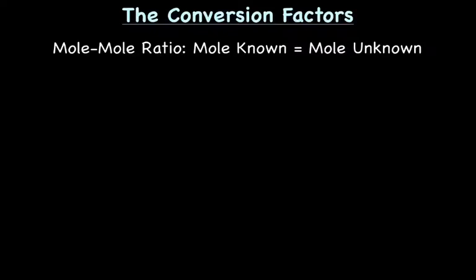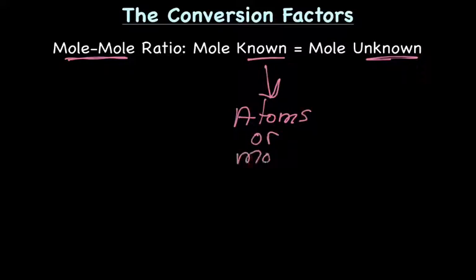All right, so the first equality is the mole-mole ratio. In this equality, we have mole known equals mole unknown. So our known and our unknown are the atoms or molecules that we're discussing. The known is the one you know something about. It'll have a number attached to it. And the unknown is what we're trying to figure out.